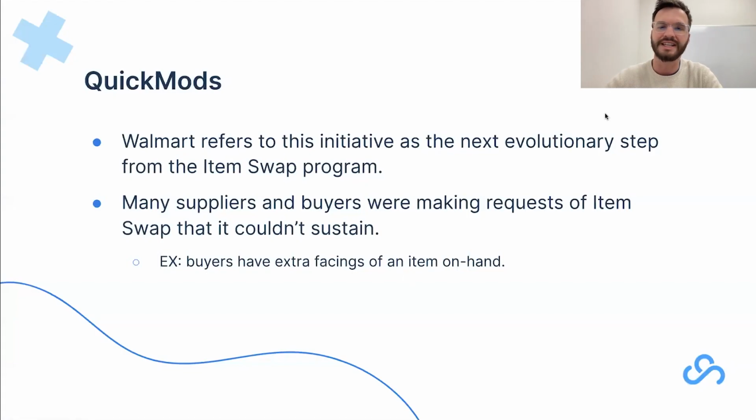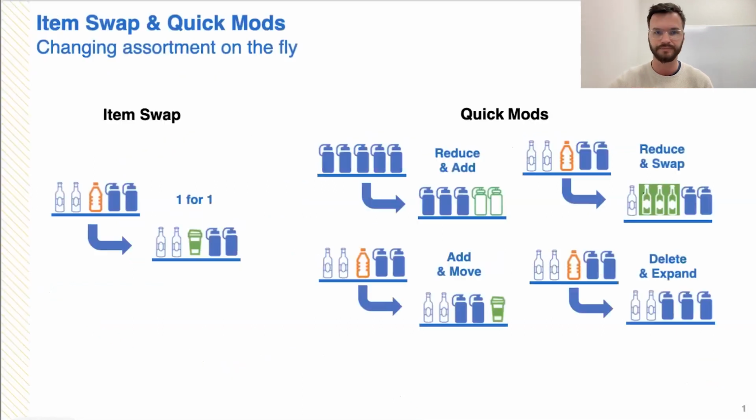Okay, Walmart refers to this initiative as the next evolutionary step in the item swap process. Many suppliers and buyers were making requests of item swap that it couldn't sustain, right? They liked the changes that item swap was bringing to the modular world, but they realized it could be more flexible. For example, buyers have extra facings of an item on hand, and they want to get more of that out. Is that possible? We don't want to just do a 1-for-1 exchange. We want to do a 1-for-X exchange.